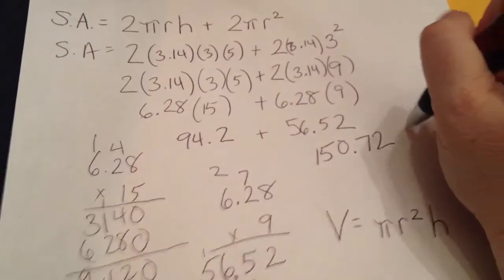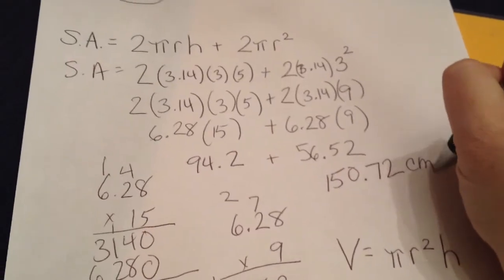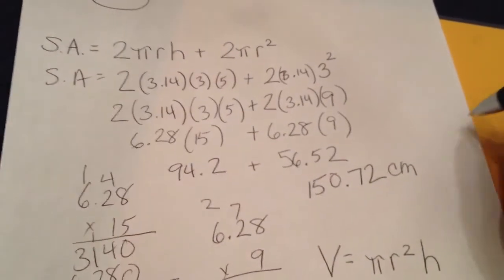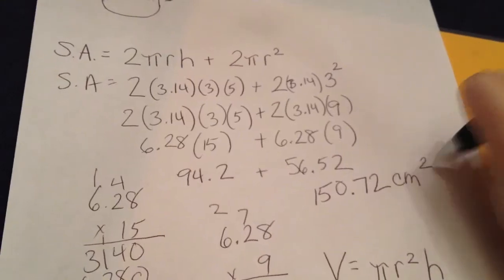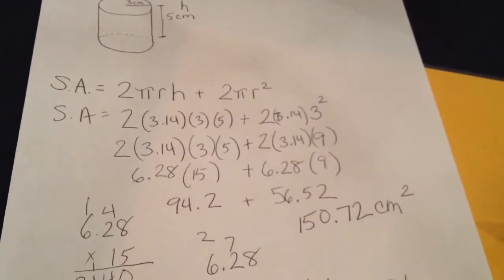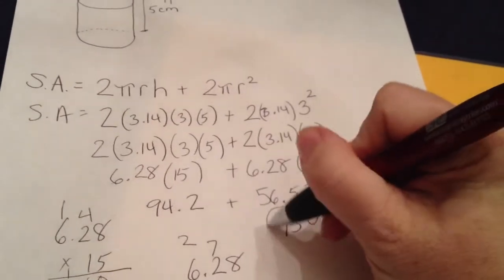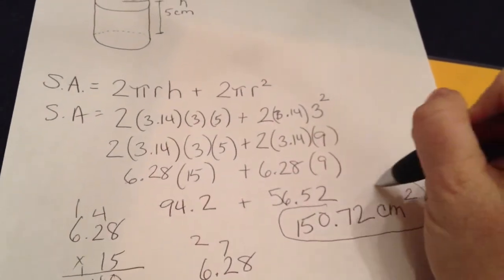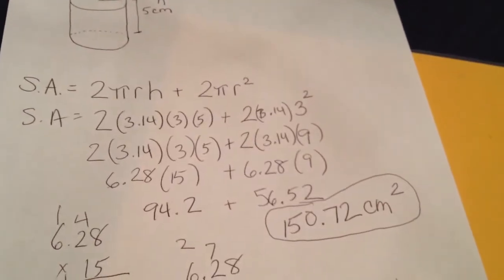So we're going to use centimeters squared because it's surface area. So it's still two-dimensional. We're measuring area. That's always in square centimeters. So my answer is 150.72 centimeters squared.